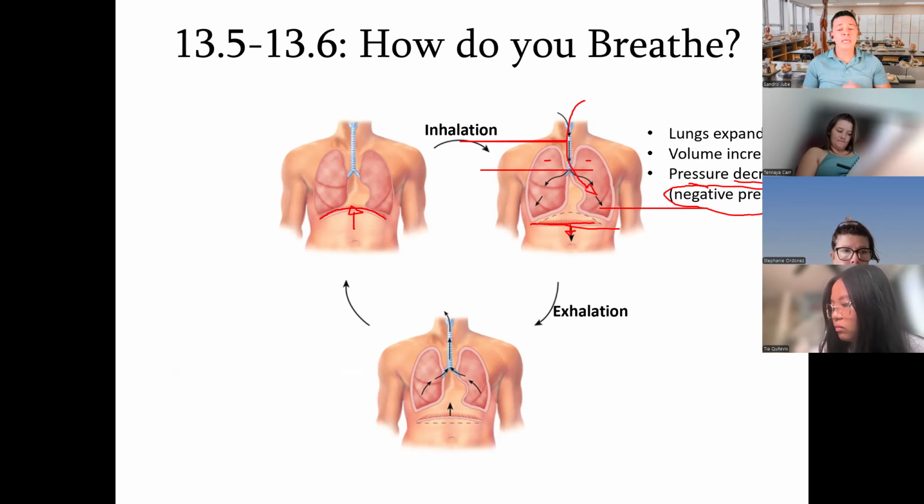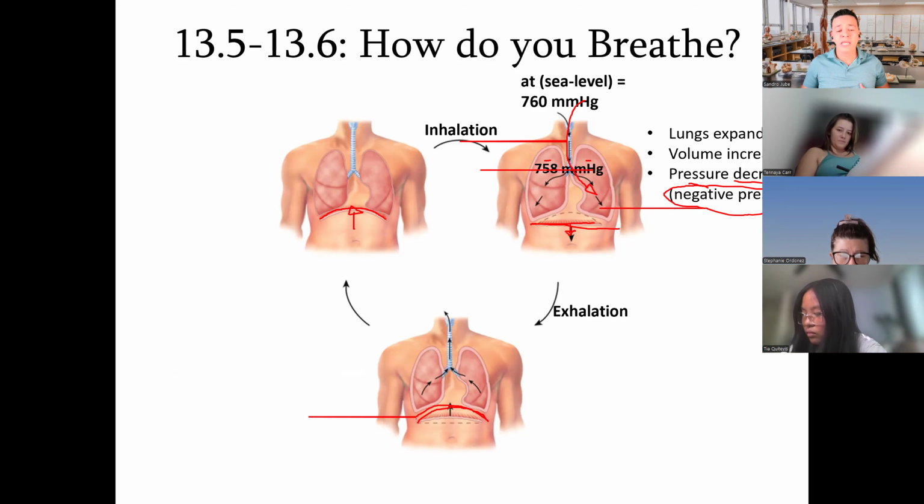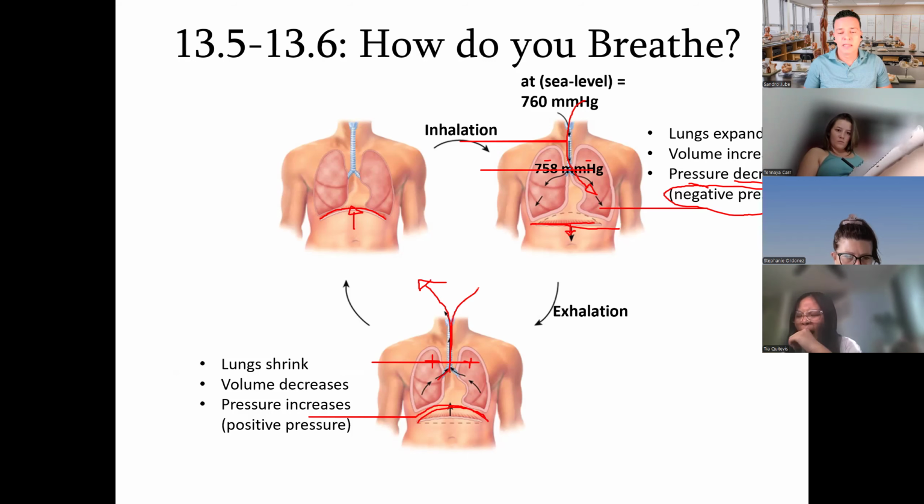Okay? Now, how do we exhale? Well, for us to exhale, we need to relax the diaphragm. So now the diaphragm is going to go back to the dome position. The volume of our thoracic cavity is going to decrease, and the pressure inside of the lungs is going to increase. So now we have a positive pressure inside of the lungs, and that positive pressure is going to push the air out of the lungs. And that is exhalation.